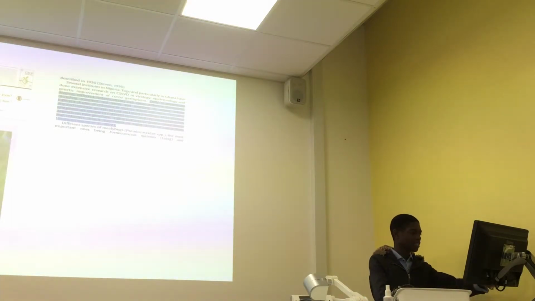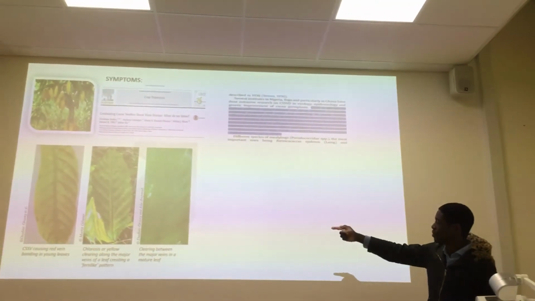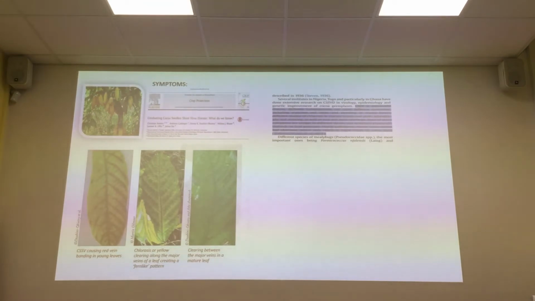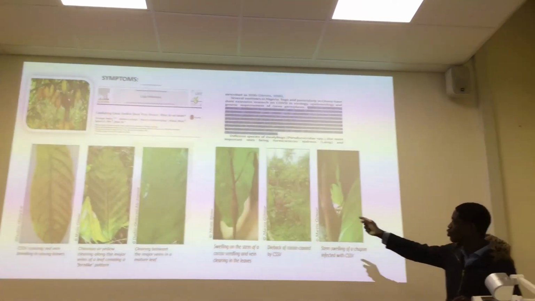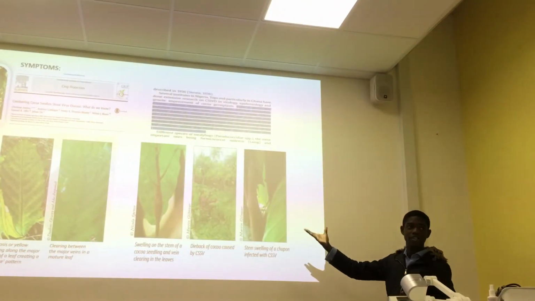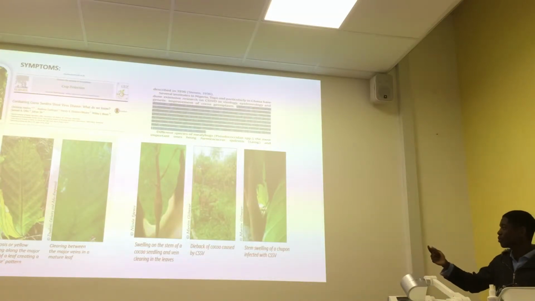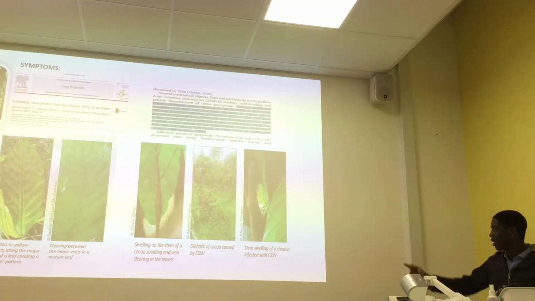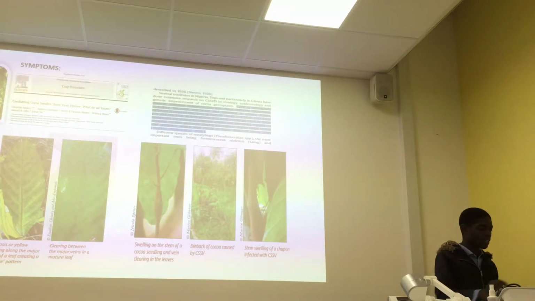If you look at this, here we can see the red vein banding in young leaves, and then here we see chlorosis of the leaf, and here is vein clearing between the major veins in a mature leaf. Also, here we see the swelling of the stem, which is one of the very visible signs of the cocoa swollen shoot disease. And then the dieback of cocoa caused by CSSV, the cocoa swollen shoot virus, and then stem swelling of Theobroma infected with CSSV. Usually, after the plant has been infected, the plant dies off in between 2 to 5 years, if not removed.